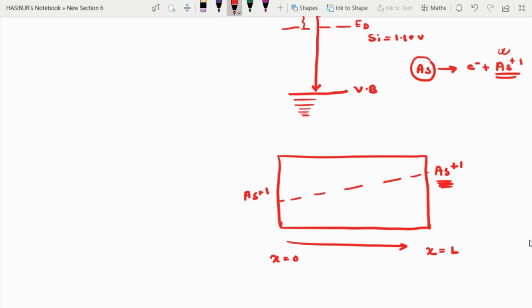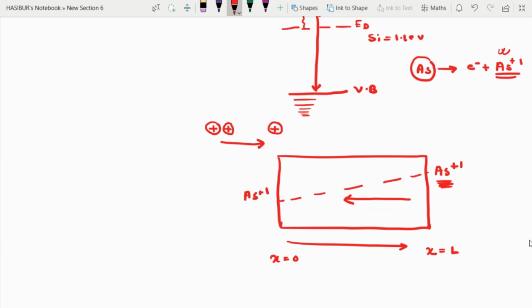Now you know that when there is more positive charge here, and less positive charge there, the electric field will be from the more positive to the less positive. Here more arsenic ions are there, so the field will be from this direction to this direction, from right to left. So although I haven't given any bias, there is an electric field.